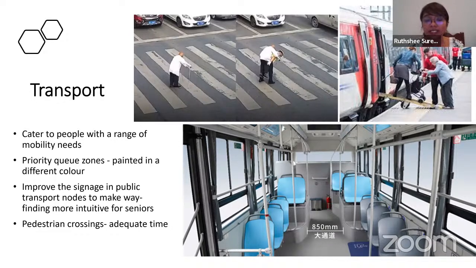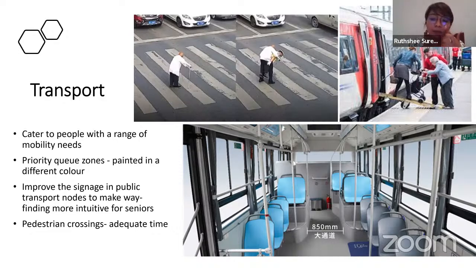Again, pedestrian crossing. So you need to really walk past the pedestrian crossing as soon as possible before the green light turns red. So again, is that time adequate for an elderly person who's probably walking with a walker or who just has some slowness in his walk? Is again something that we need to review.